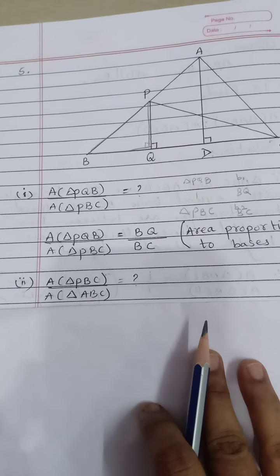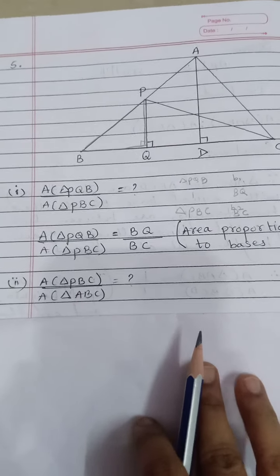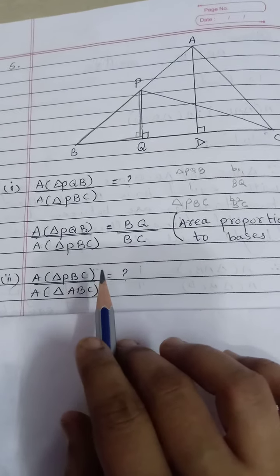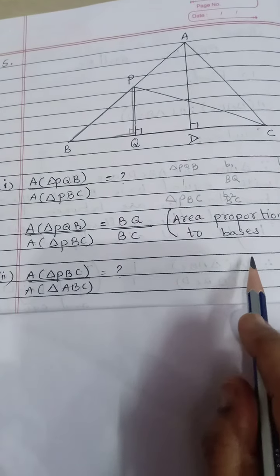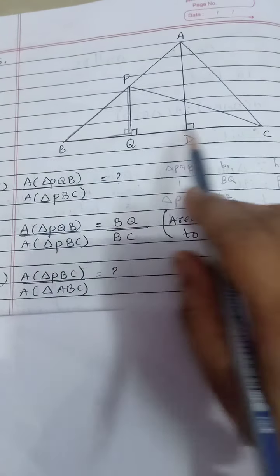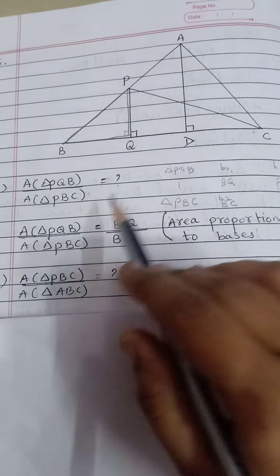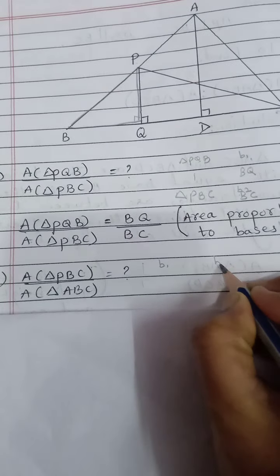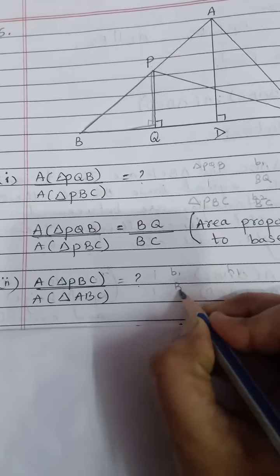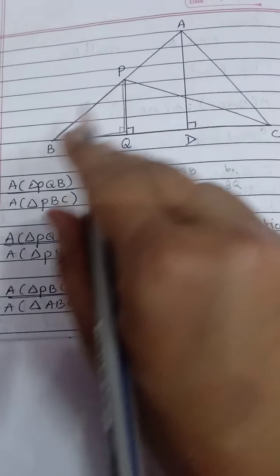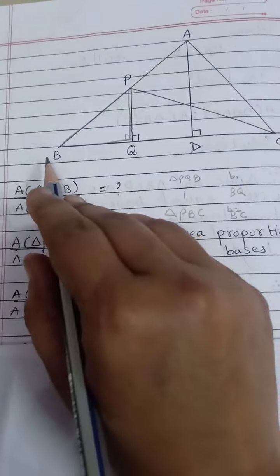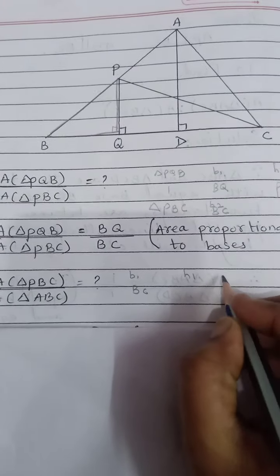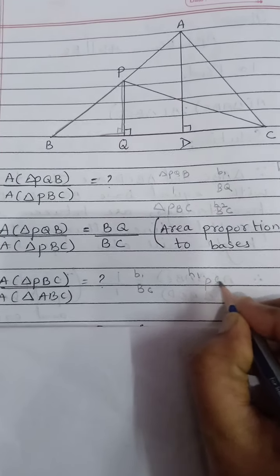So, second sub question we have to find, that is area of triangle PBC and area of triangle ABC. So, in front of PBC, I will write the base and height of PBC. Same figure which we have taken here. So, base we know it is BC. So, BC will be base and PQ will be height. So, height is PQ.